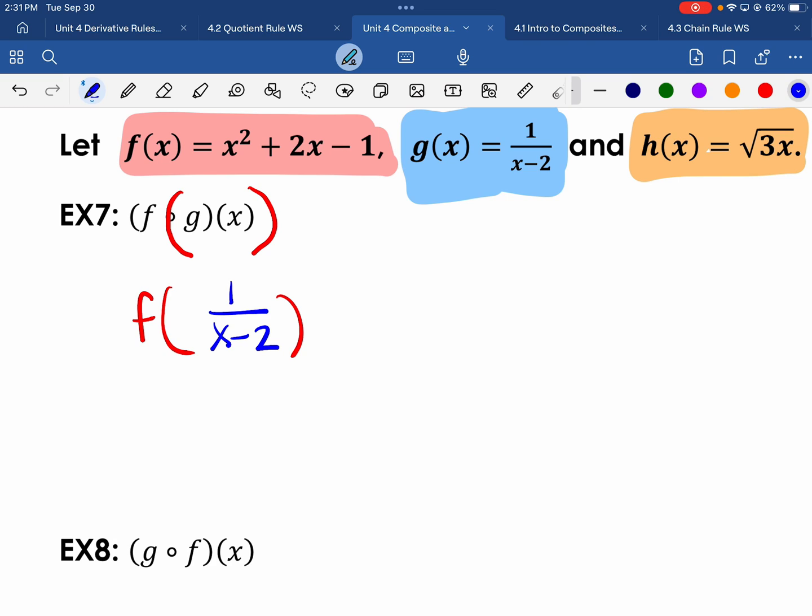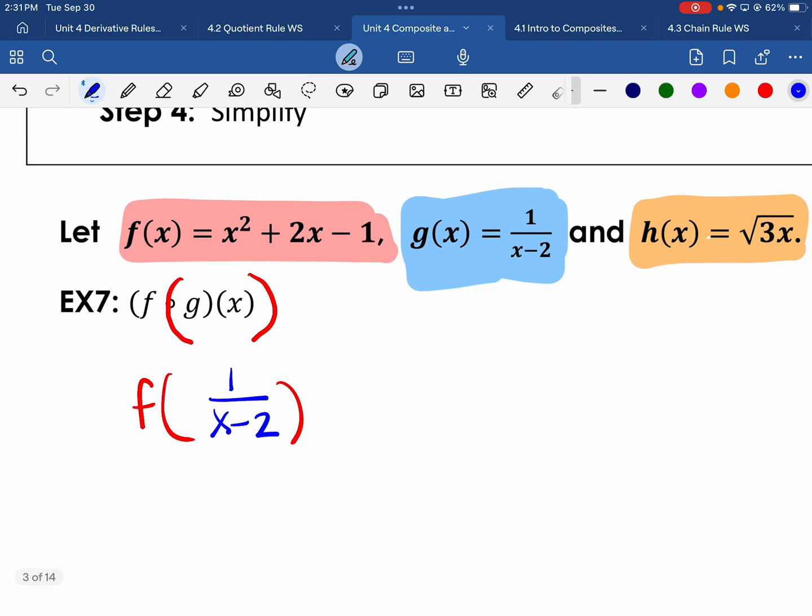All right, so now I have this guy. I'm done with g. G is not my problem anymore. I have 1 over x minus 2, and I have f on the outside. Does that make sense? So now I'm looking at the f function. And what we're going to do is for every single x value, you are going to replace x with 1 over x minus 2.